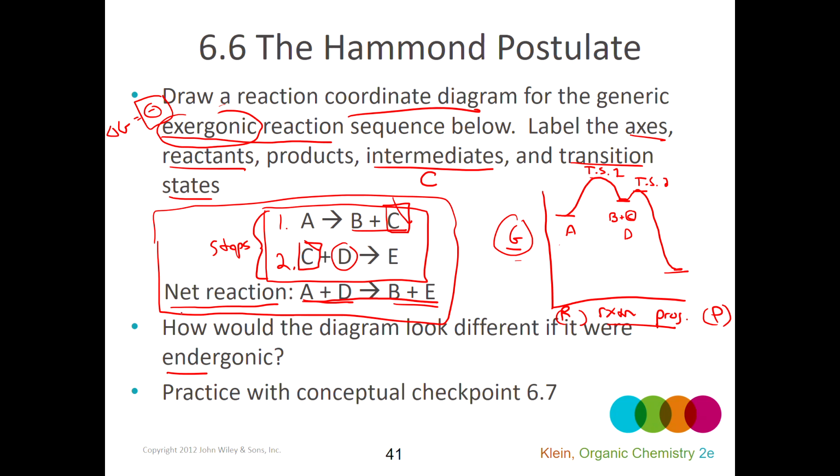If it were an endergonic reaction, the only difference would be the reactants would be starting at a lower energy than the products. So exergonic is where I start at a higher energy and go to a lower energy. And that gives me a negative delta G. Endergonic is where I start at a lower energy and go to a higher energy. That gives me a positive value for delta G.